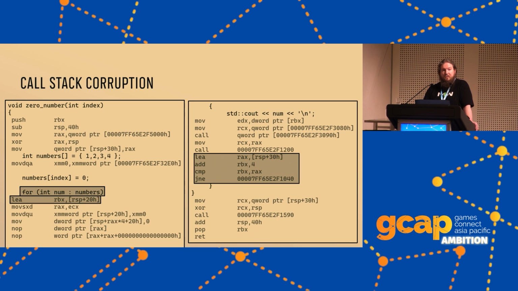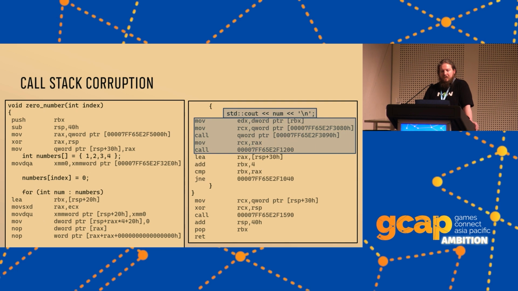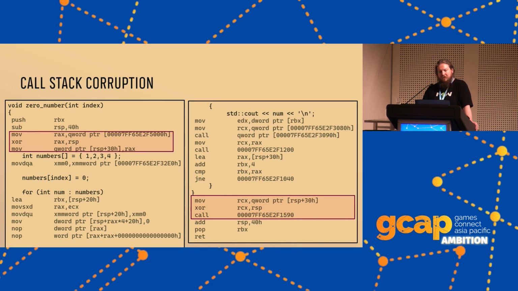And then we have the loop through the numbers array. And finally, we've got the printing out of each of those numbers within the array. And then we've got a little thing here that I haven't quite discussed yet, which is a stack cookie that's used to detect if a buffer overrun or a buffer overflow occurs.